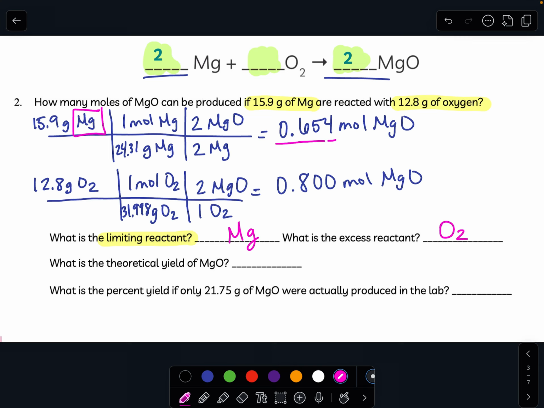And now if I want to find theoretical yield, remember that just means grams. So I know that I can make 0.654 moles. So now all I have to do is convert that into grams. And I can go from moles to grams using my molar mass.